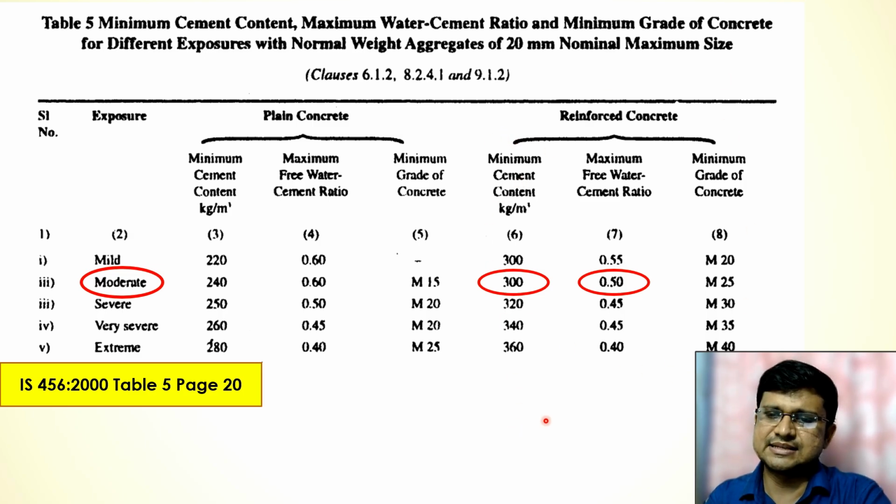So we have to consider this right side. This left side value, these are applicable for plain cement concrete. But ours is reinforced cement concrete, so we will consider this particular data. Now here, minimum cement content is 300 kg per meter cube, and our value was 407.61. So 300 is minimum, so it is okay. And maximum free water cement ratio is 0.50. Our water cement ratio is 0.47, and this is the maximum. So again, it is okay. And minimum grade of concrete for moderate exposure is M25. And our problem is also for M25. So it is also okay.